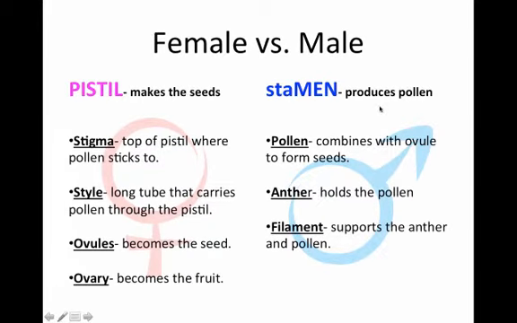Now we're going to look at the stamen. The stamen produces pollen. Pollen combines with ovules. Remember, the ovules make the seeds. So the pollen combines with the ovule to form the seeds. So the ovules and pollen work together. Another part of the stamen is the anther, and the anther holds the actual pollen. So the pollen will stick kind of with the anther, kind of like the stigma. And then we have a filament, and the filament is what supports the anther and the pollen. So it's a long vertical part, and it has the anther on top of it.